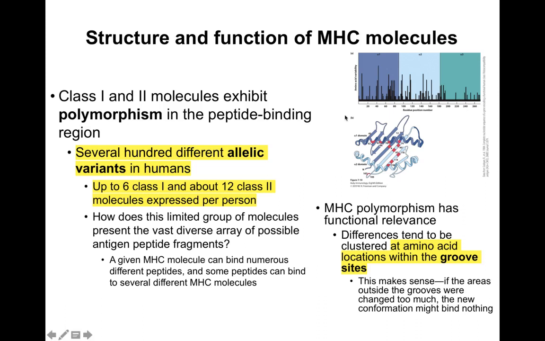The polymorphisms that exist are shown here in these black bars. They tend to be where the peptide binds in the peptide binding groove, and that is beneficial because it means there are differences in the way that the peptide can bind to the MHC molecules.